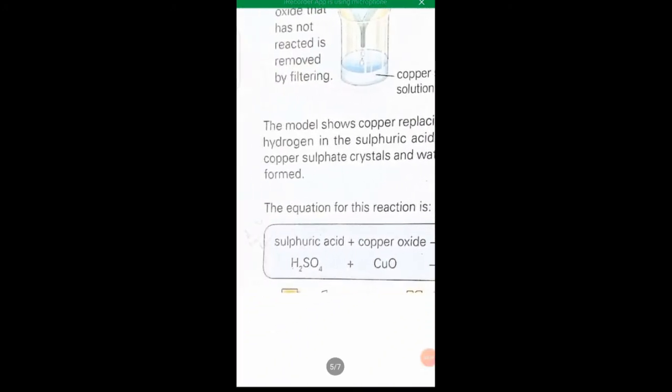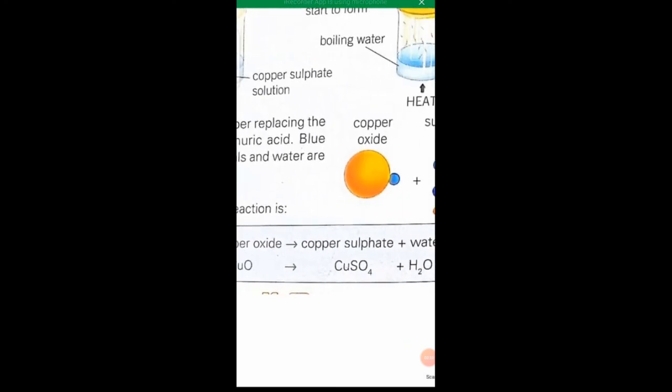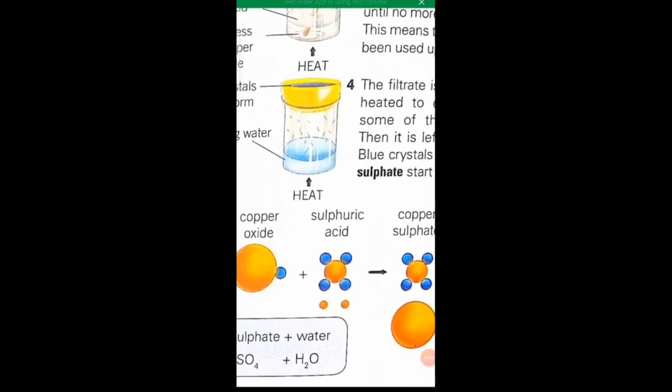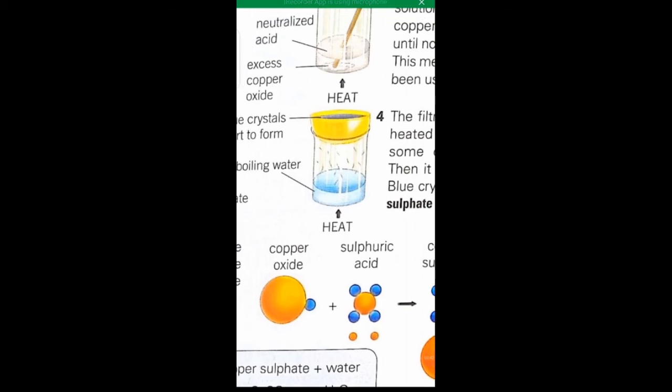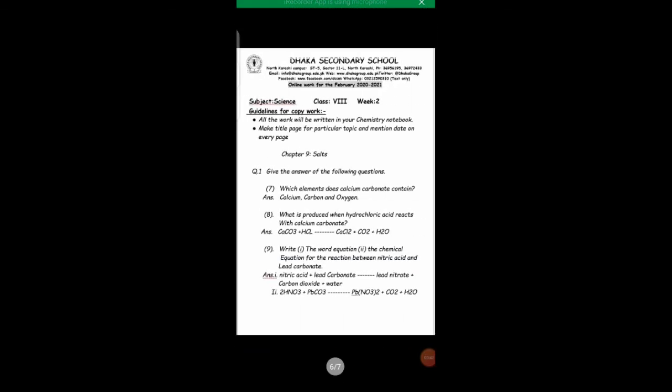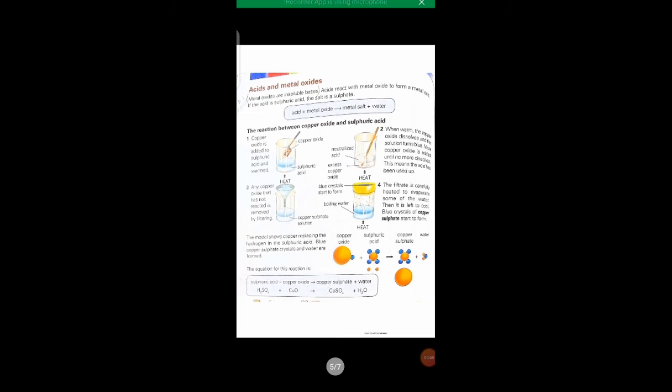This is the reaction. Over here you will see sulfuric acid reacts with copper oxide to form copper sulfate plus water. In molecular form, you will see that copper oxide reacts with sulfuric acid to form copper sulfate plus water. Okay, this is all for today.